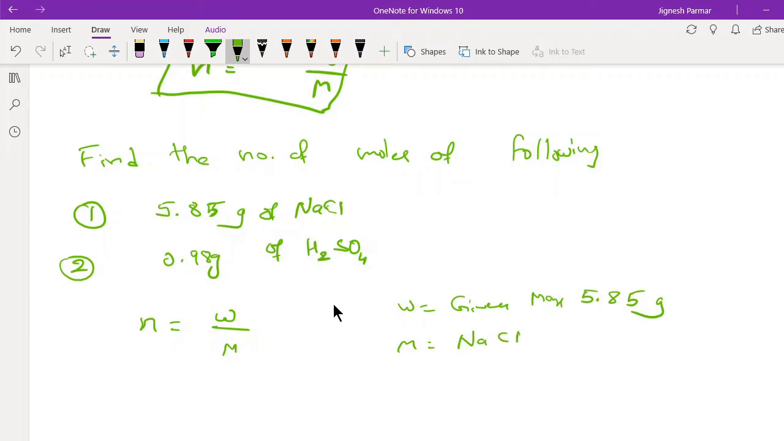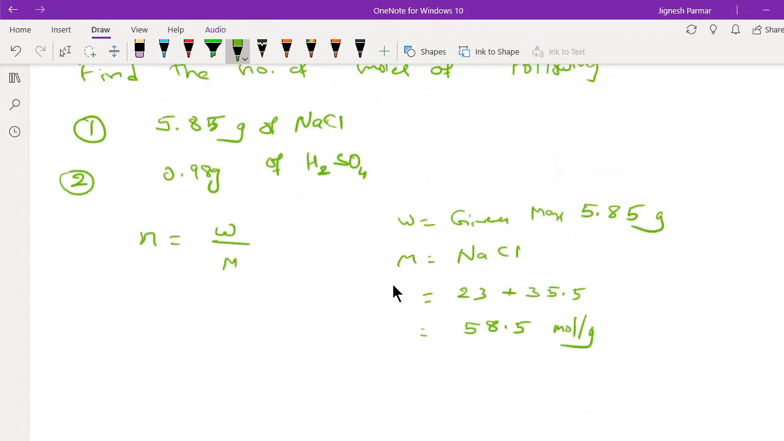So how can we calculate it? Yesterday we already studied that the atomic mass of Na is 23 and chlorine is 35.5, so the total is 58.5 gram per mole. Okay, so let's substitute these values over here: 5.85 divided by 58.5. So what is the answer here?